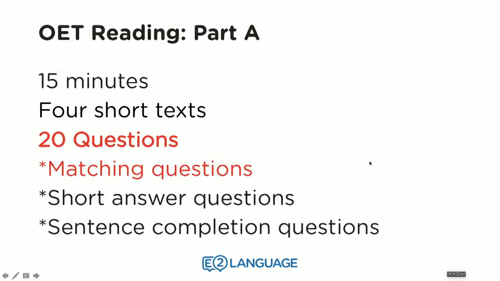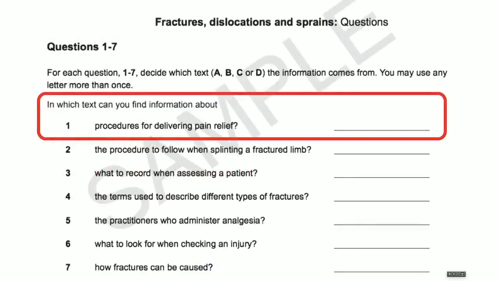Let's have a look at the first type of question that you'll get. These are the matching questions. They're pretty straightforward, okay? So this is what the questions will look like. So this is for questions 1 to 7. And it says, for each question, 1 to 7, decide which text, A, B, C, or D, the information comes from. You may use any letter more than once. More specifically, it asks you, in which text can you find information about procedures for delivering pain relief?